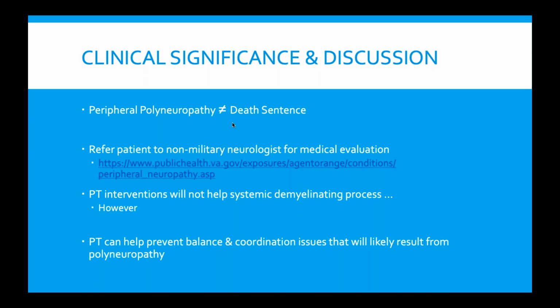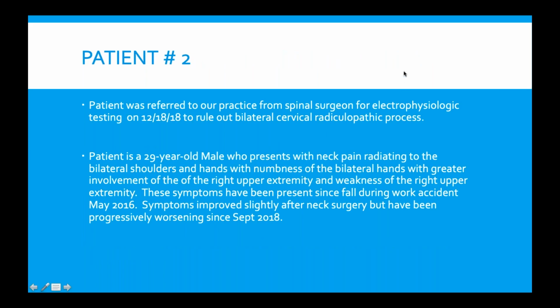So patient number two was referred to the practice from a spinal surgeon for an electrodiagnostic test in mid-December of last year to rule out bilateral cervical radiculopathy. This patient was a 29-year-old male who presented with neck pain radiating to the bilateral shoulders and hands, with numbness of the bilateral hands, with greater involvement of the right upper extremity, and weakness of the right extremity reported. Symptoms have been present since a fall during a work accident in May of 2016.